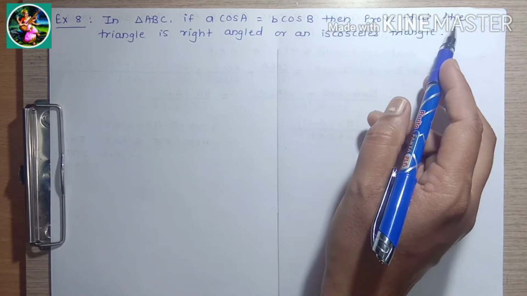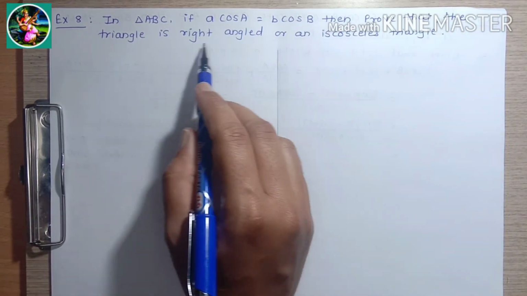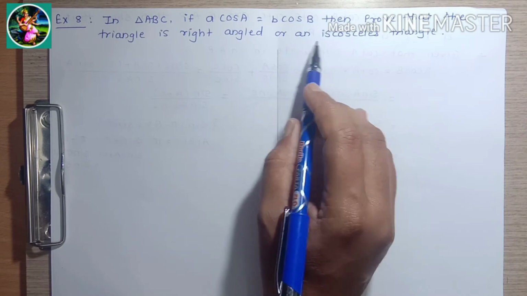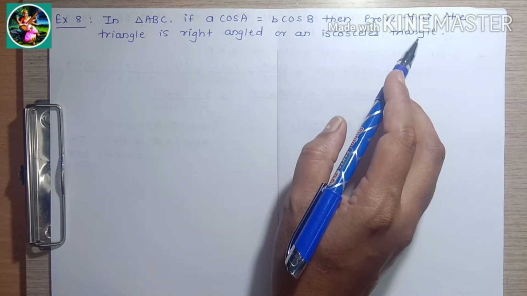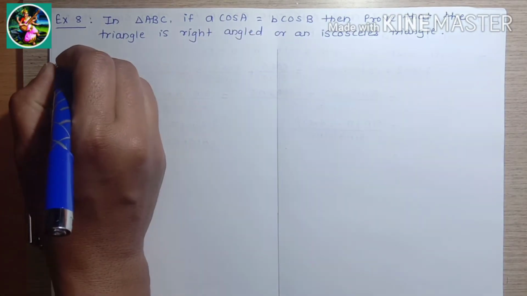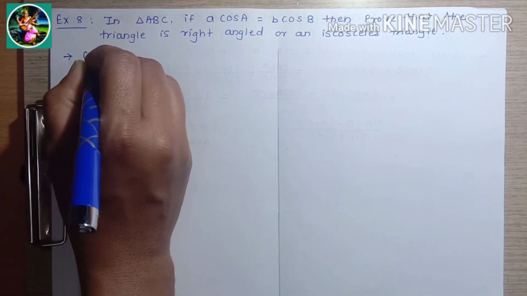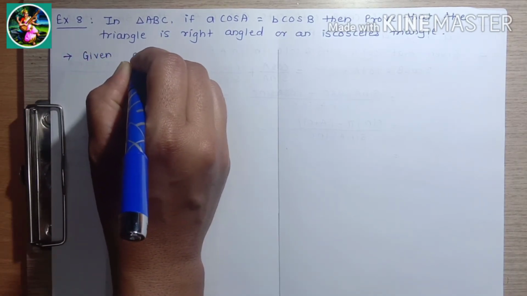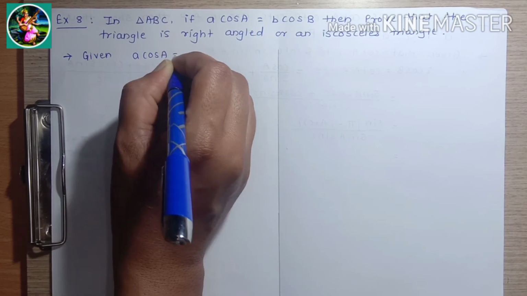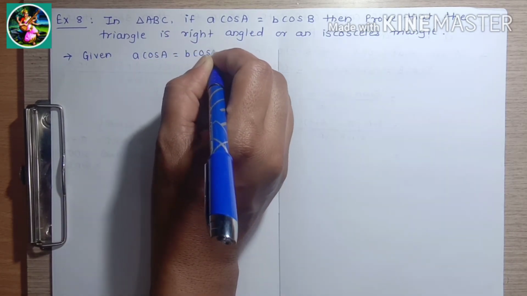The next example is: in triangle ABC, if A cos A is equal to B cos B, then prove that the triangle is a right angled triangle or it is an isosceles triangle. Here the given condition is A cos A is equal to B cos B.